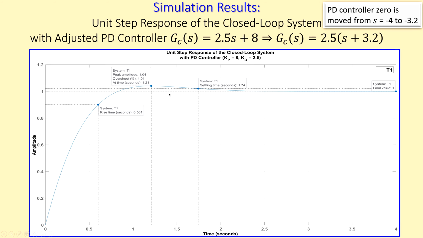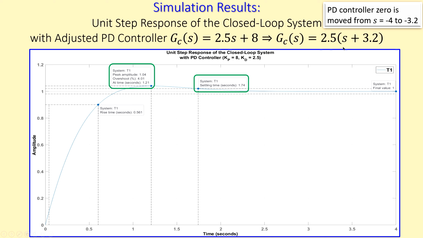So what you see here is that the overshoot is approximately 4.01%, which is less than the maximum allowed. And we have the settling time of 1.74 seconds. It is also smaller than what we had before, and it is definitely smaller than 2 seconds. So in this form, the design is completed with the PD controller in this case.